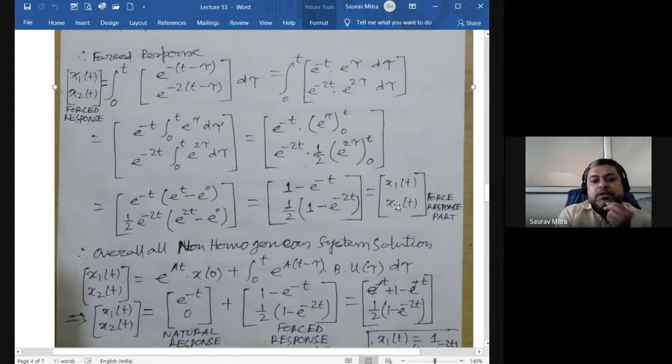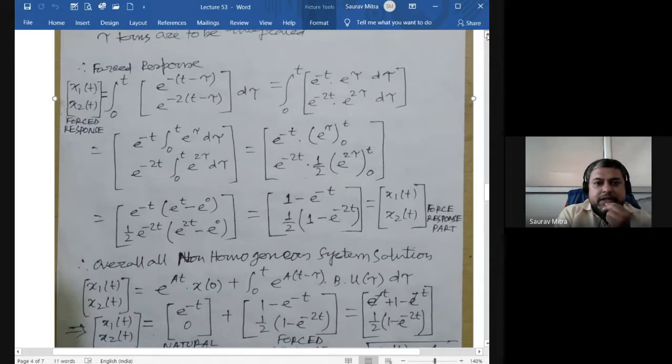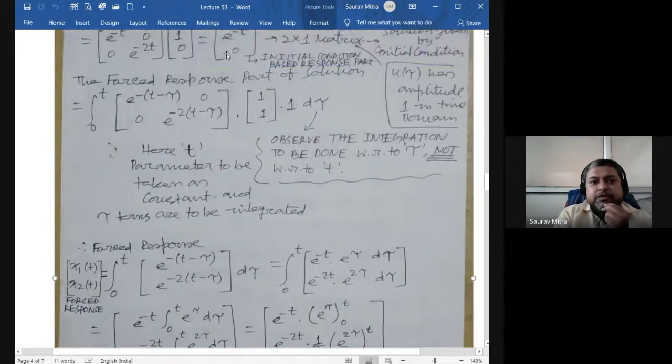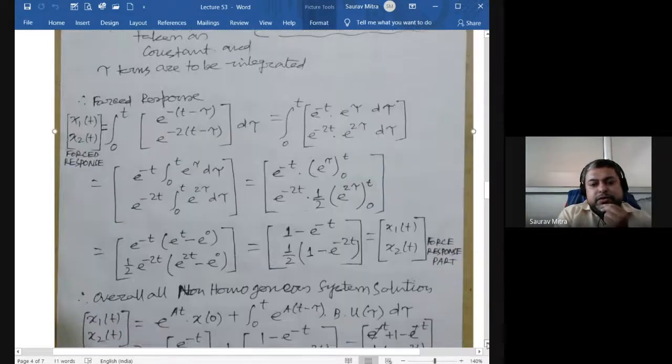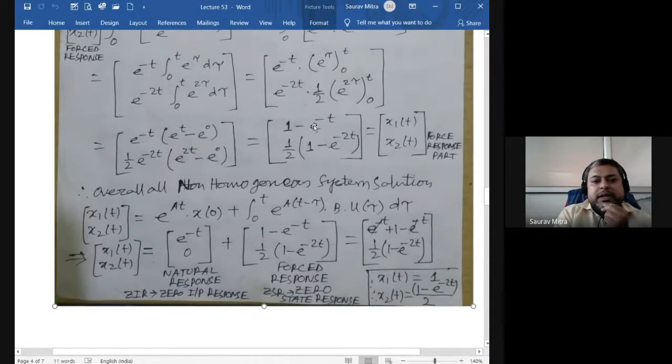So this is actually the x1 and x2, the forced response part. There are two responses. First one is the natural response. So we found it: e raised to minus t and 0. And second one is the forced response, which is nothing but 1 minus e raised to minus t and half of 1 minus e raised to minus 2t. Now x1(t), x2(t), this is the solution.